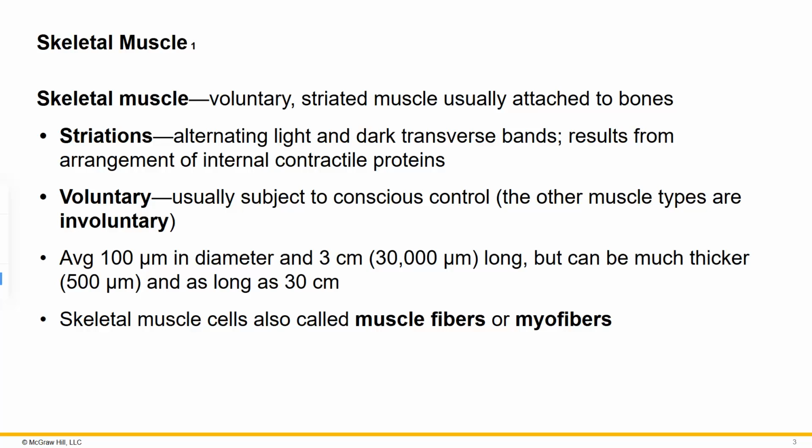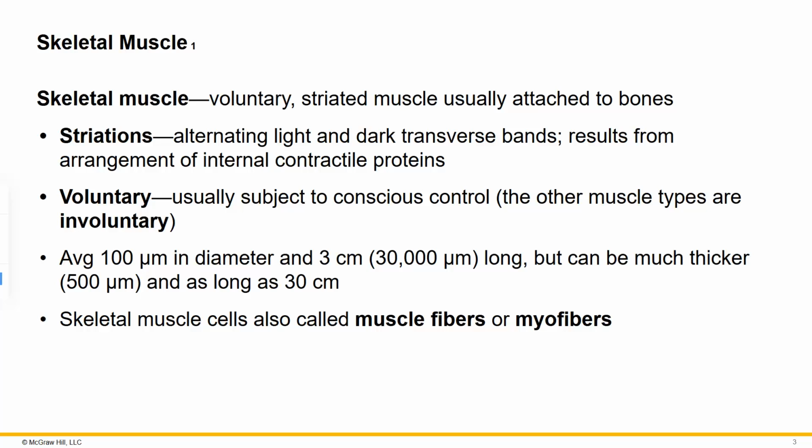Skeletal muscle is voluntary striated muscle, usually attached to bones. If you remember from general EMP, striations are those stripes that you see in skeletal muscle tissue. Striations are alternating light and dark transverse bands that result from the arrangement of internal contractile proteins. They're voluntary, usually subject to conscious control. The other muscle types are involuntary. If you remember what the other muscle types are, they're smooth muscle and cardiac muscle. So those two are involuntary while skeletal muscle is voluntary.